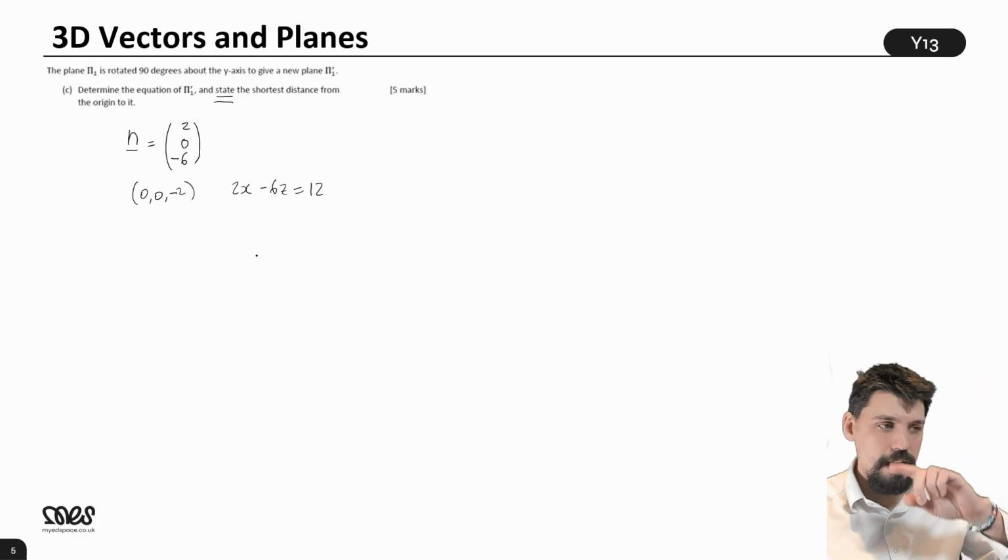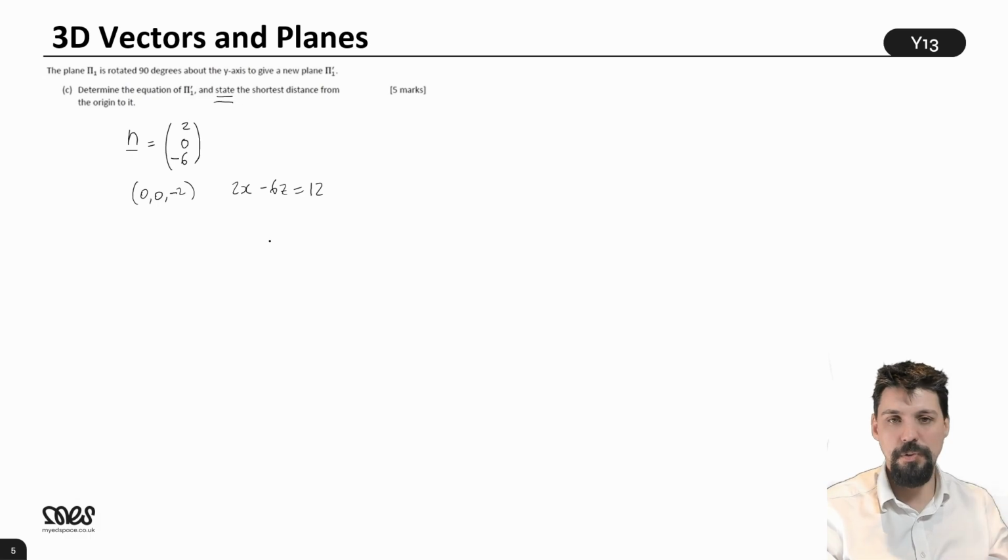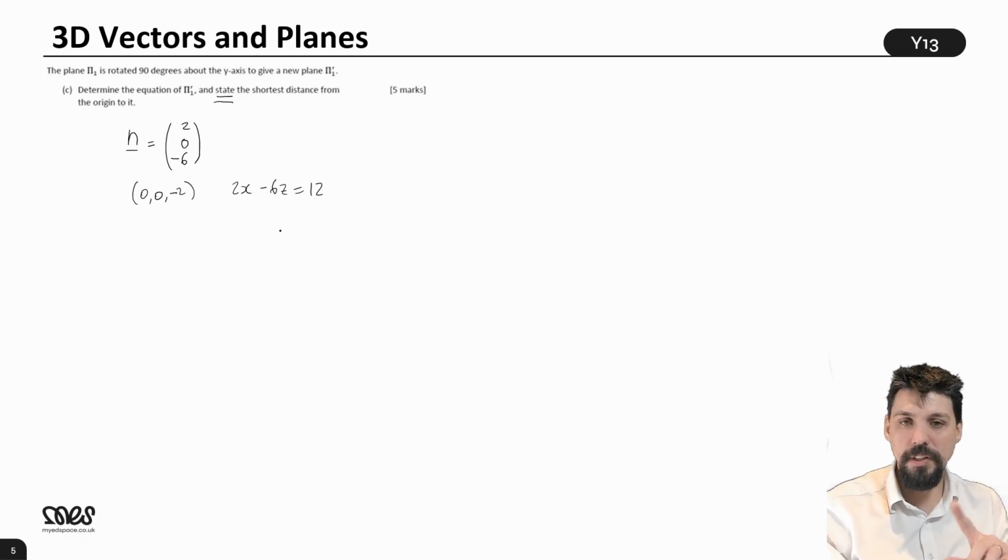Now, again, depending on the exam board, you might have done some rotations in 3D. So I am going to go through doing that as well. So this is option 1, just doing it with pure geometry.